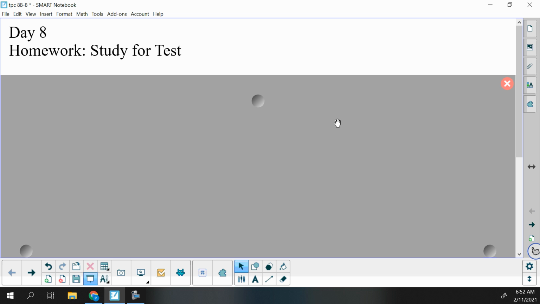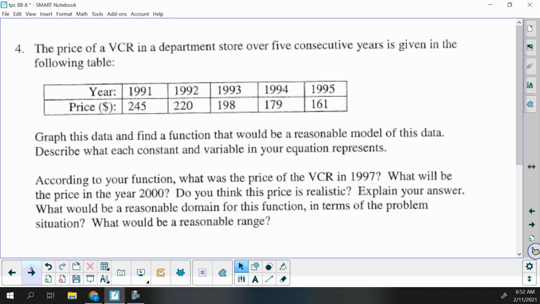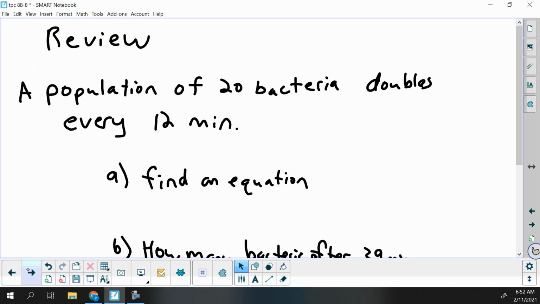Welcome to day 8. We're going to do a couple of review problems for the test. So we'll need a separate sheet of paper out. To do this, you'll need your calculator out as well.